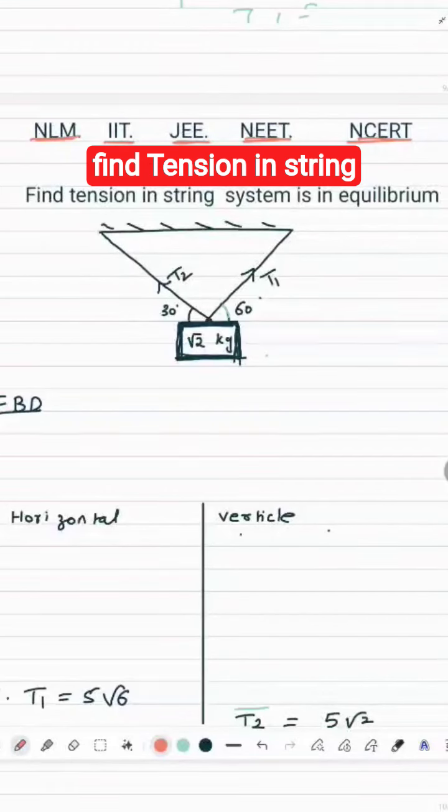Hello student, let us do a question. Find tension in string if the system is in equilibrium. See, first of all, what are the forces acting that you need to mark?